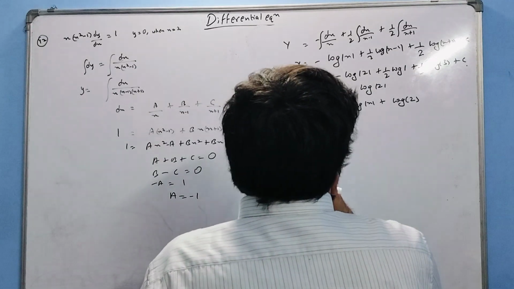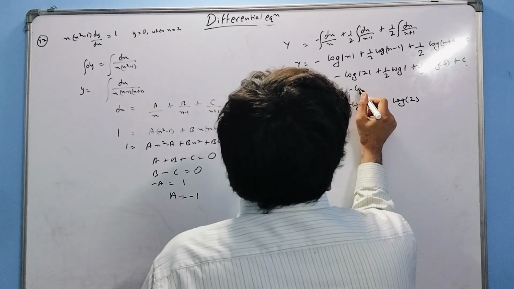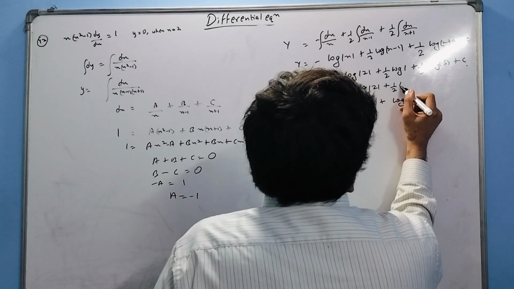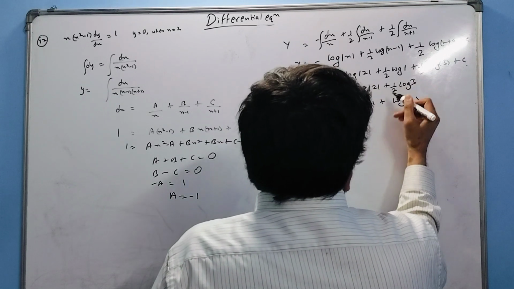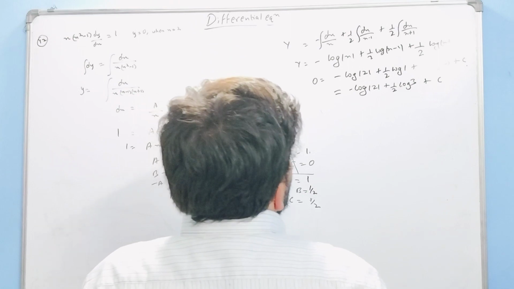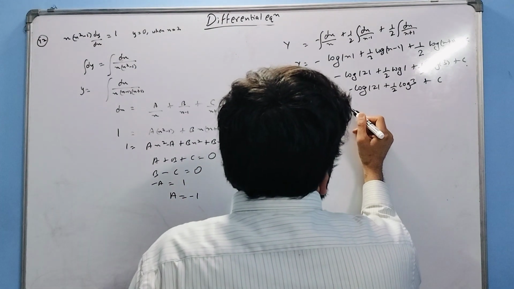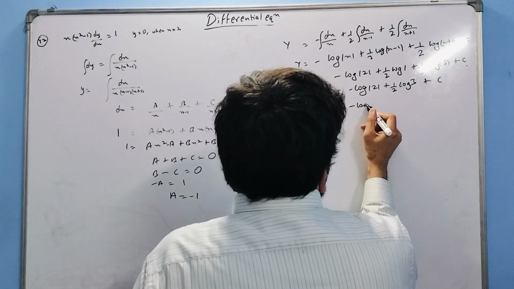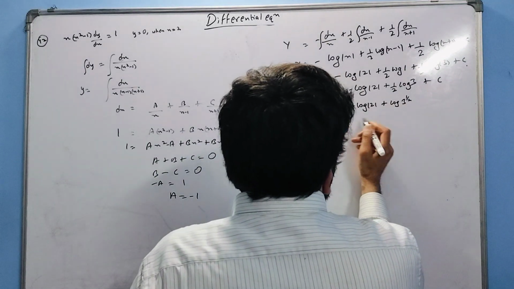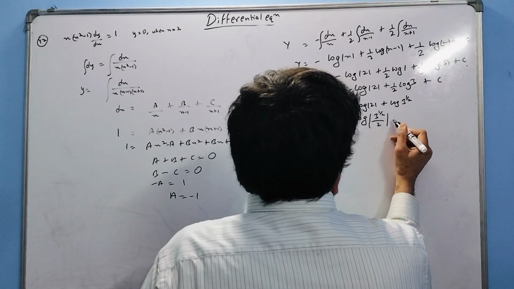So now we have minus log of 2 plus, if I take half common, half of log 1 plus log 3, plus c. I got this value equal to 0. So we have minus log 2 plus log 3 power half. Now log a minus log b, I have log of 3 power half upon 2, plus c.